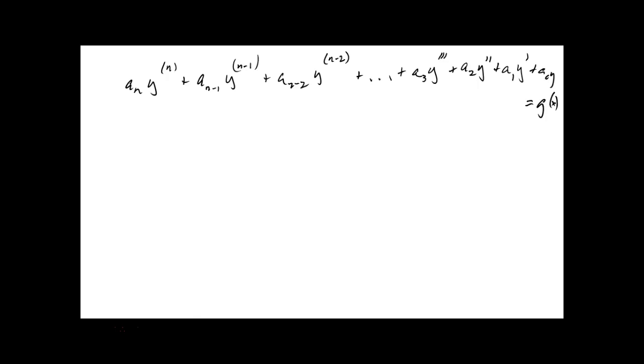But as it stands, that is a linear, nth order differential equation with constant coefficients, but it's non-homogeneous because it has something to the right. Now that could be a constant. It just can't be zero. If it is zero, that would be homogeneous.